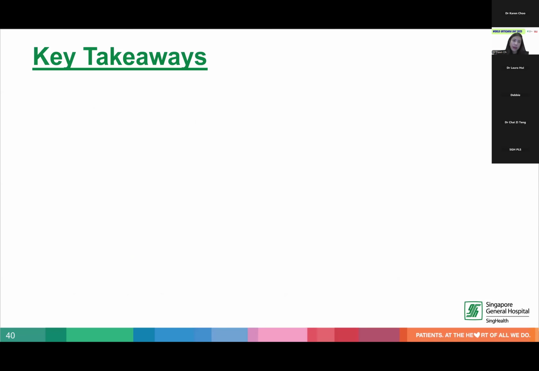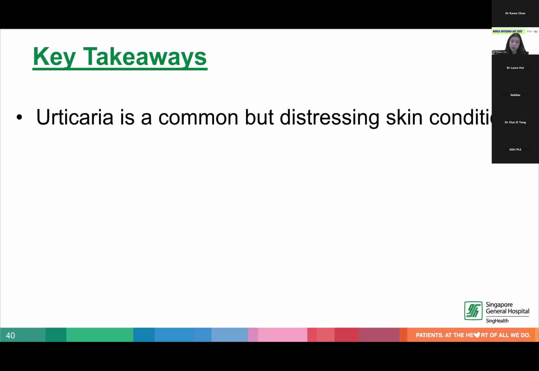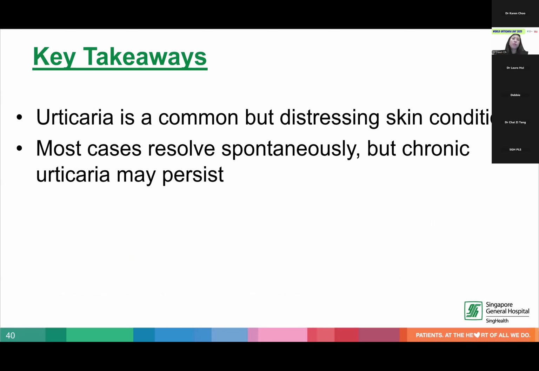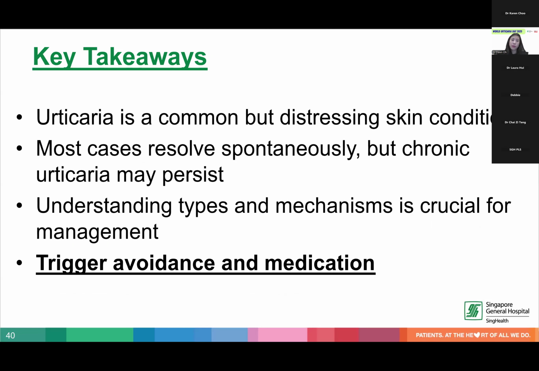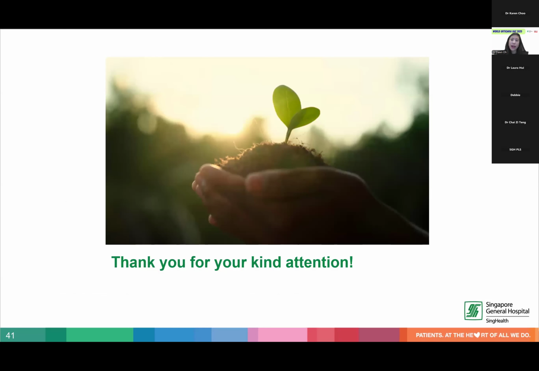So in summary, urticaria is a common but distressing skin condition. Most cases resolve spontaneously, but chronic urticaria may persist for weeks or months. Understanding the types and mechanisms is crucial for its management because if we do find the outward cause of your urticaria, we can start trigger avoidance earlier and start you on medication, and that would really improve your quality of life. And with that, I thank you for your kind attention.